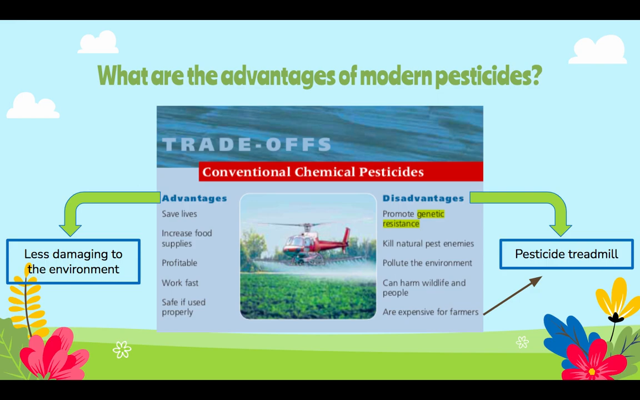Next, it works fast. Pesticides get rid of pests quickly. It also reduces health risks because pesticides sprayed don't negatively affect humans. Overall, the new methods are safer, more effective, and are less damaging to the environment. One major disadvantage is the pesticide treadmill. This is the concept that the more pesticides used, the more likely pests form a resistance to them. When this happens, more pesticides need to be used to maintain their effectiveness.